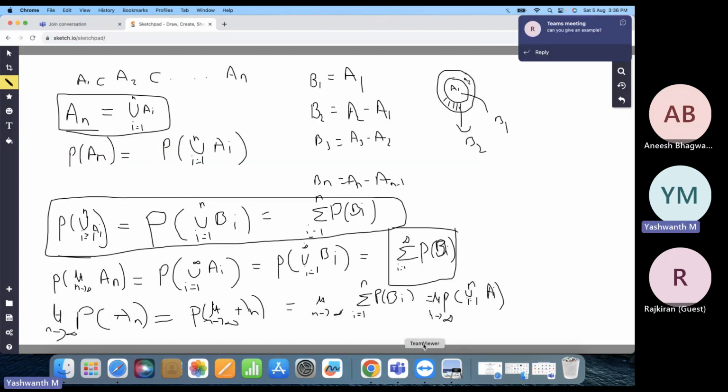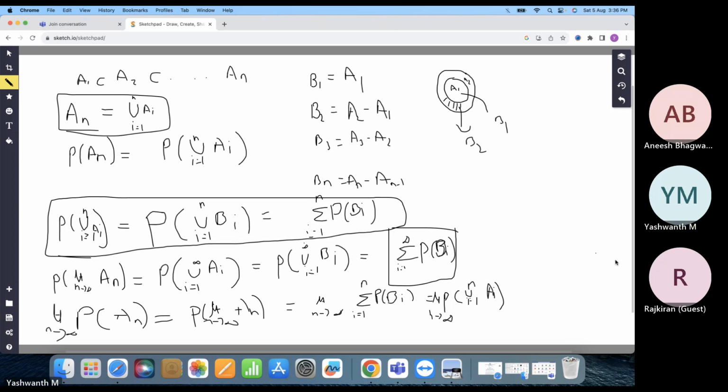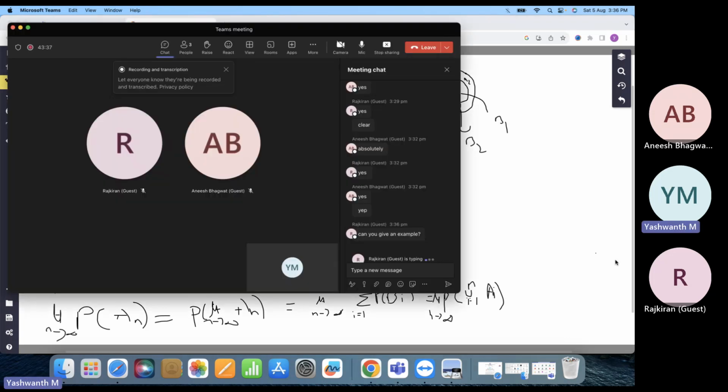Okay. Example, you can cook up any example, but right now I cannot think of any. Given time, I think you should be able to cook one up. I can put a slide in next week's meeting if you want. Is that okay?